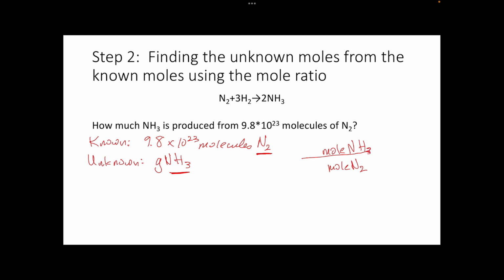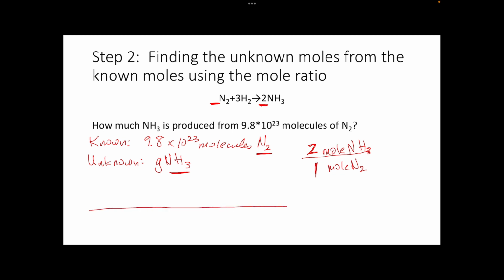To do that, we have to look at our chemical equation, and our equation gives us a relationship. It tells us how many moles of N2 we need to make how many moles of NH3. So we just take the coefficients from the chemical equation and put them in front of our quantities here. So we know that 2 moles of NH3 require 1 mole of N2.